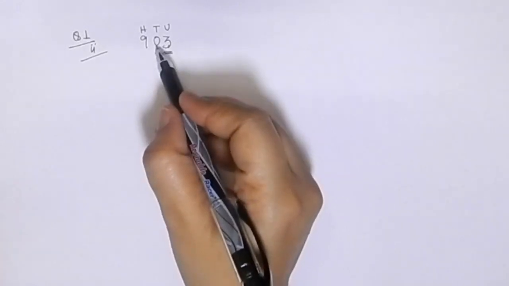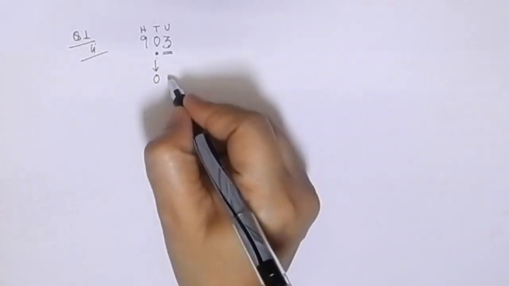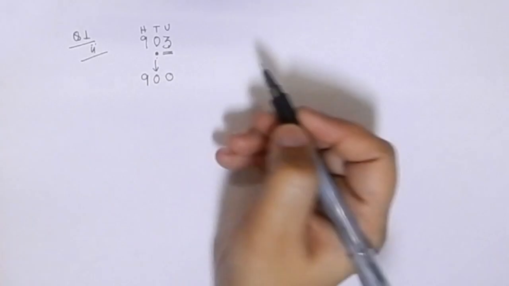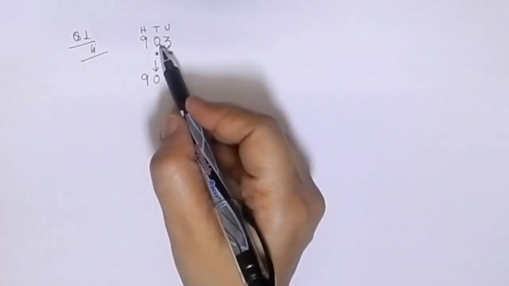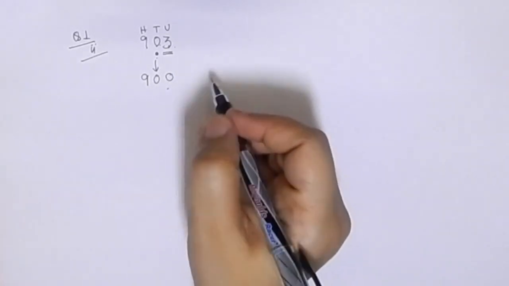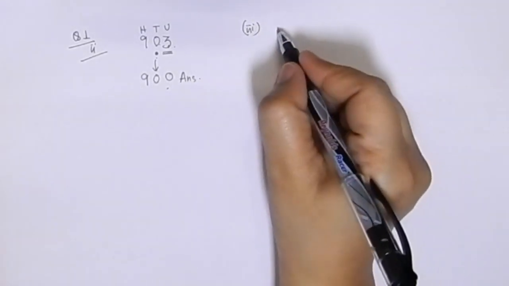That this number will remain unchanged. So this will remain unchanged. The right hand side numbers will become 0 and left hand side numbers will remain unchanged. So 903, when rounded off to the nearest tens, is becoming 900. This is the answer.